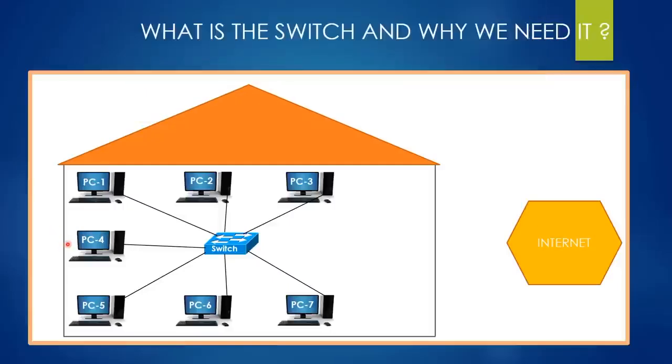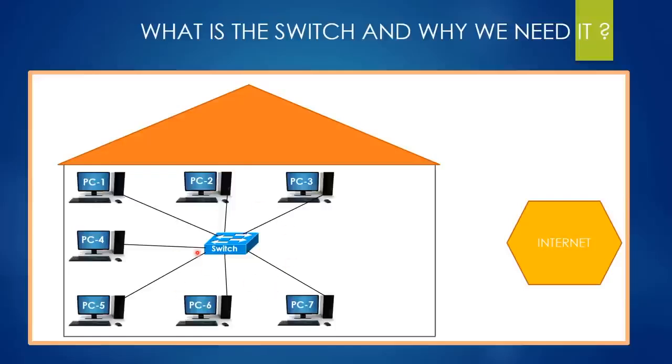The only difference between these devices is that access points use wireless technology while switches use cables, okay? There are 7 computers in this environment, and we can connect these 7 computers by using switches and cables just like you see in the picture.